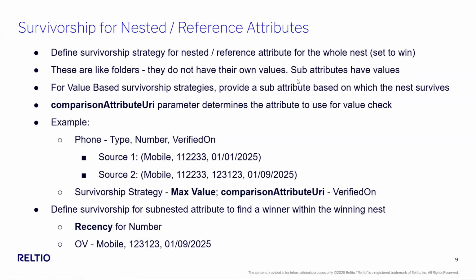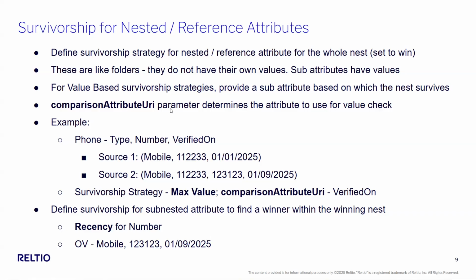First, you need to define which survivorship strategy should be used for a specific nest to win. For example, we were looking at that example where data was coming in with two different phone numbers. Now assume that phone number structure was a nested structure. First you need to choose which nest should win, so you define a survivorship at the nested level. Then within the nest, if there are multiple values, which value should survive? For that, you also need survivorship at the sub-nested or simple attribute level.